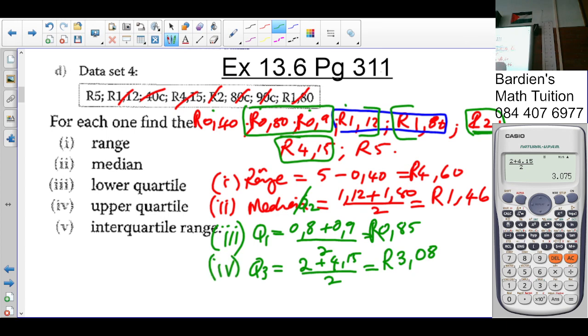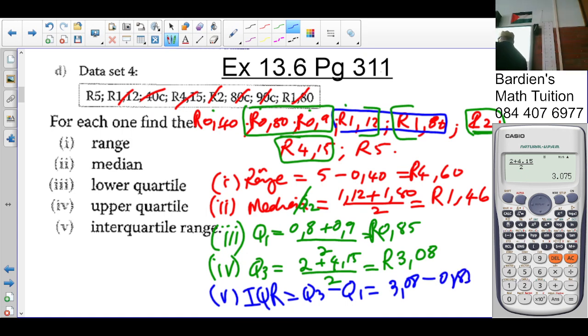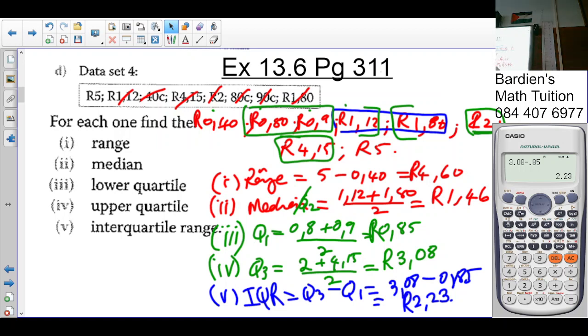Number 4 was the upper quartile. Number 5 was for the interquartile range. How do you calculate the interquartile range? It's Q3 minus Q1, which is 3,08 minus 0,85. So the range of 50% of the data is 3.08 minus 0.85, which gives you 2,23. Okay.